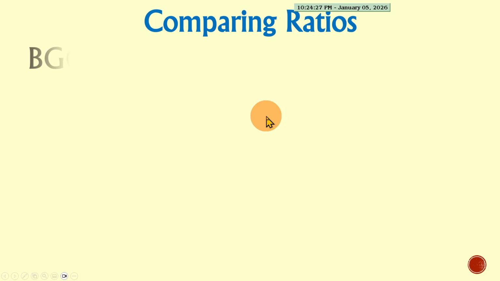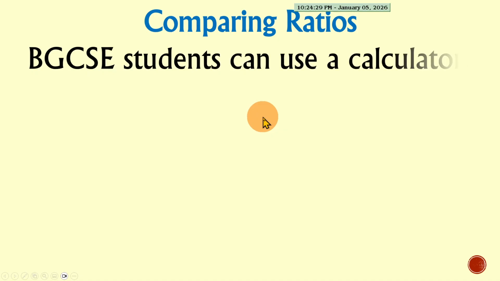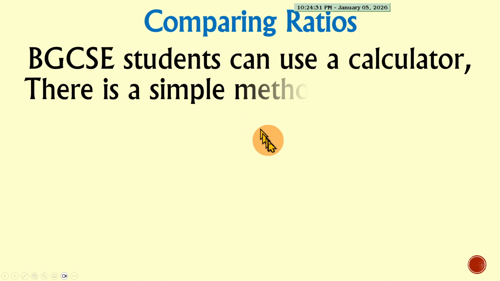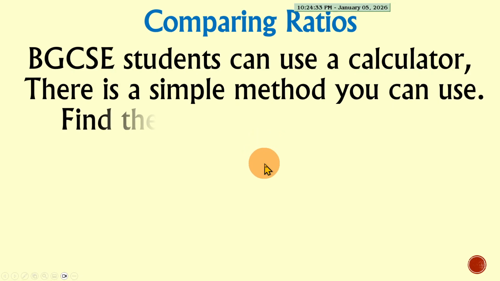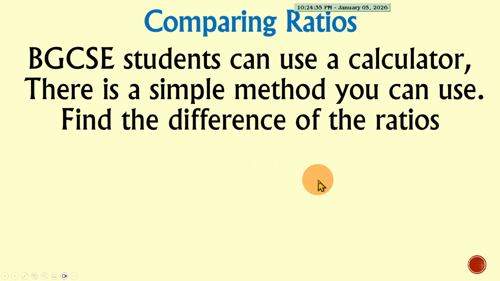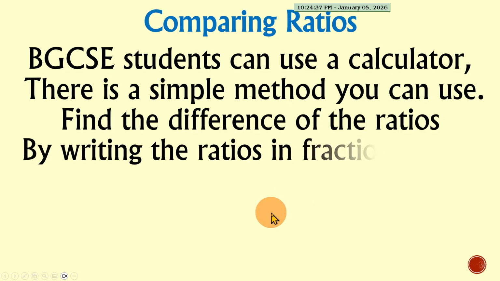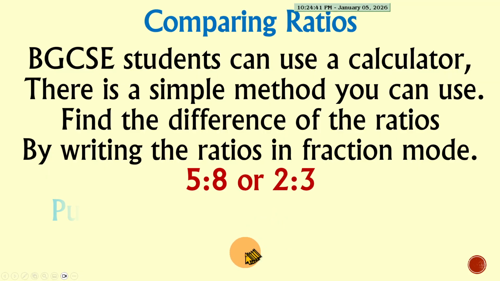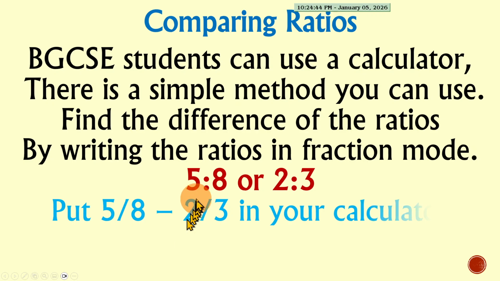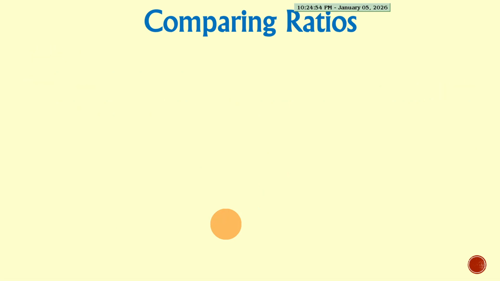Now, if you're doing the BGCSE, you can use a calculator. So, of course, all you need to do is put it in its fractional form, and then all you need to do is subtract. So when you take the 5/8 and take away 2/3, when you put it in your calculator, that's going to tell you whether the first ratio is larger or the second ratio is larger.